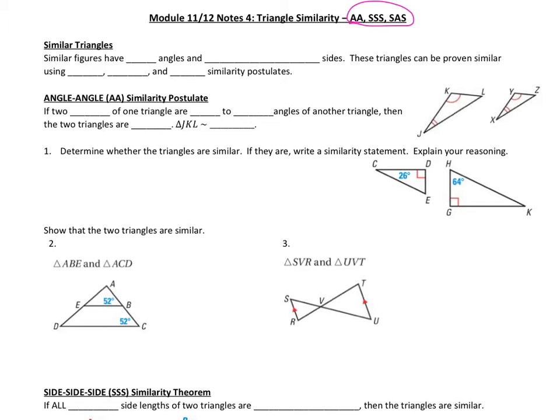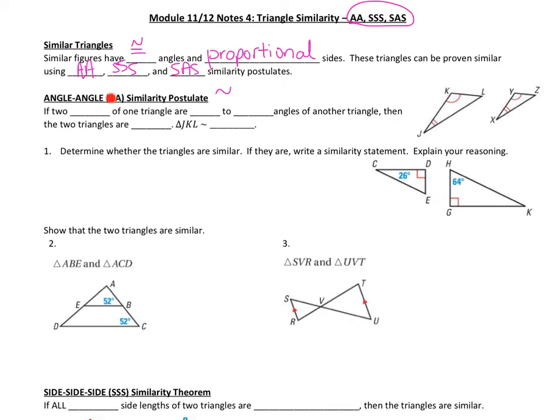So similar figures need to make sure that we have congruent angles and proportional sides. And we can prove that they are similar using the angle, angle, side, side, side, and side, angle, side similarity postulates. So the symbol for similar is going to be one little squiggle instead of our equal sign with a squiggle above it.